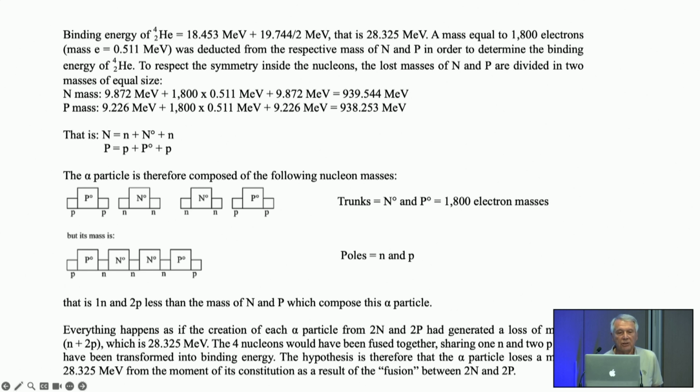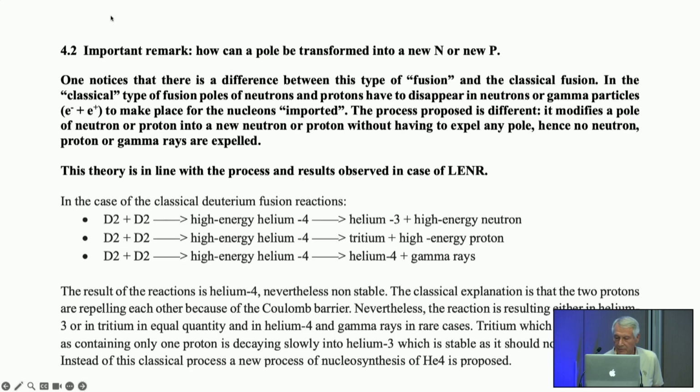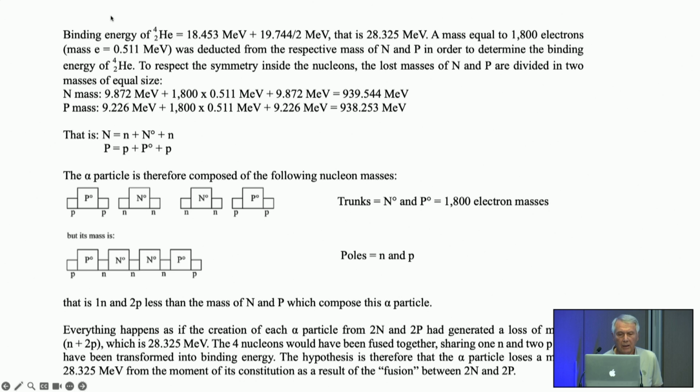The binding energy of helium-4 is that one, figured by the proton pole and half of the neutron pole. And this is 25.325 MeV.